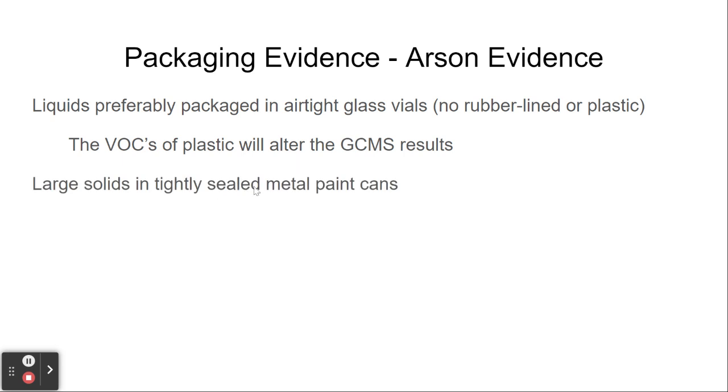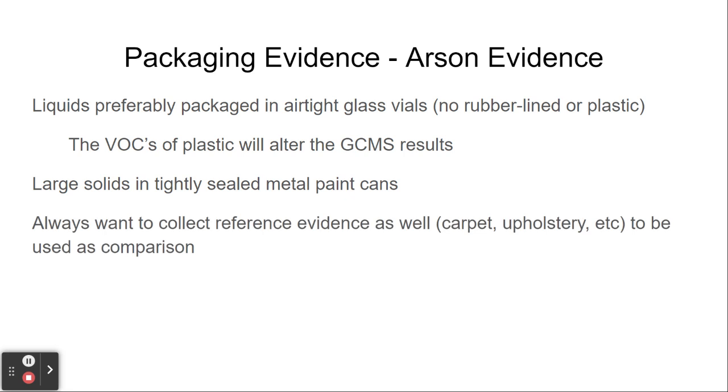Large solid pieces are going to go in metal paint cans. So maybe you've got a piece of couch that has some type of accelerant that has been put on it, or you just want to test it to see if it did. You're going to cut out a section of that couch. You're going to put it into a metal paint can, and then you can take that to the lab to be tested. Again, create opportunities to sample the gases from that.